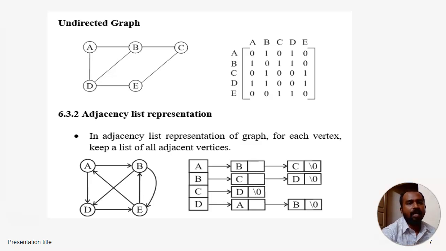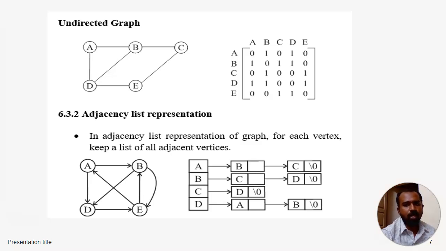Next we move to B. B is connected to A, C and D. So we put 1 for B comma A, B comma C, B comma D. The remaining two entries, B comma B and B comma E, are 0. The next is C. C is connected to B and E. So C comma B is 1, C comma E is 1. The remaining entries C comma A, C comma C, C comma D are 0. So we have two entries represented as 1 in this row.